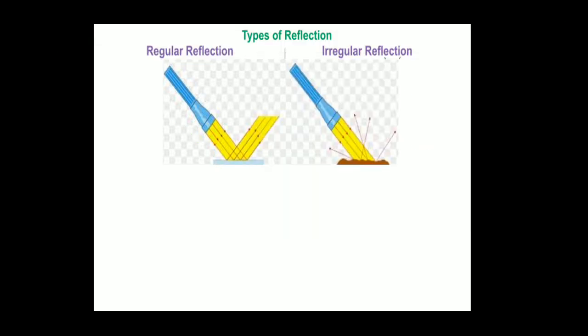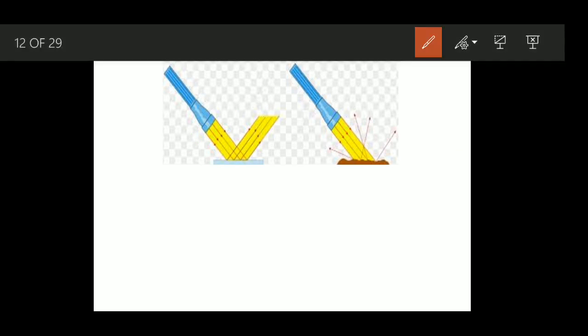But if you come to the second one here, the incident rays are parallel. Yes, all the incident rays are parallel. But when they fall on the surface, you see the reflected light. Are they going in the same manner? You see here, the reflected light is going in different directions. This type of reflection is called irregular reflection.